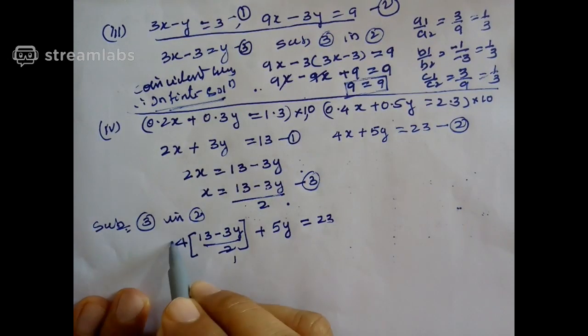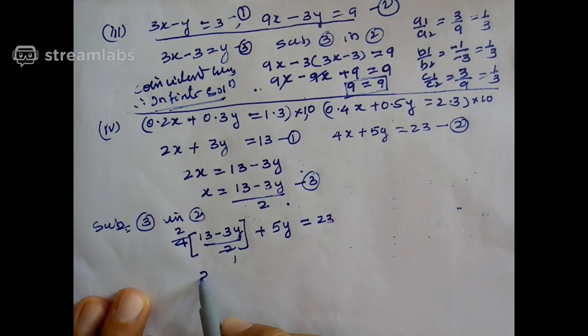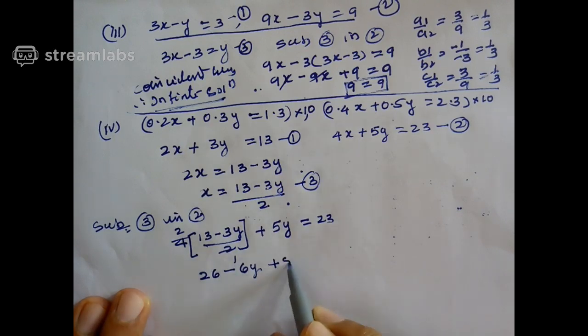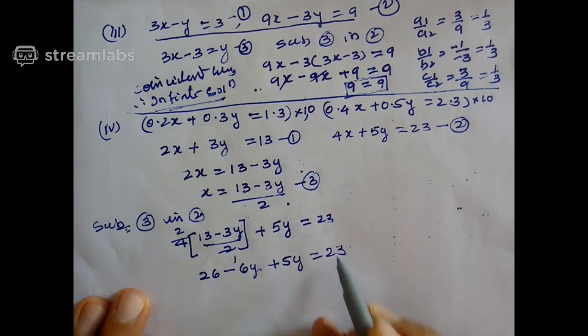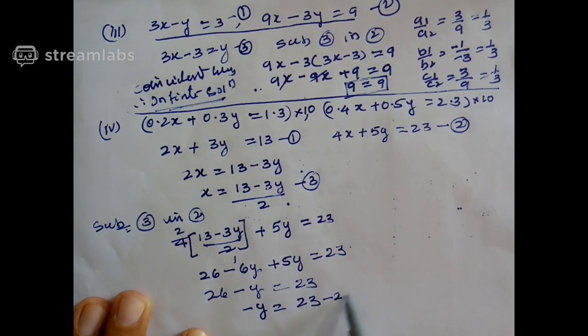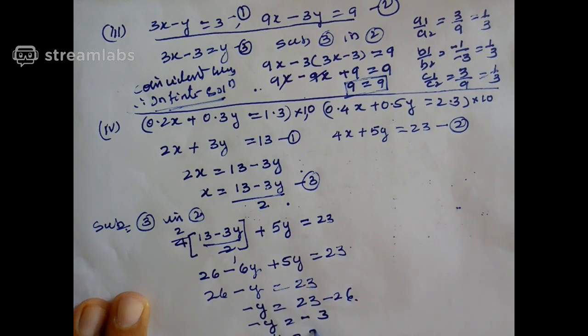That is 2 ones are 2, 2 twos are 4. Multiply 2 inside, 26 minus 6y. 2 into 13, 26. 2 into 3, 6y, plus 5y is equal to 23. That is 26 minus y is equal to 23, isn't it? Minus 6y plus 5y is minus y. Then minus y is 23 minus 26. Minus y is what? Minus 3, isn't it? 23 minus 26 is minus 3.